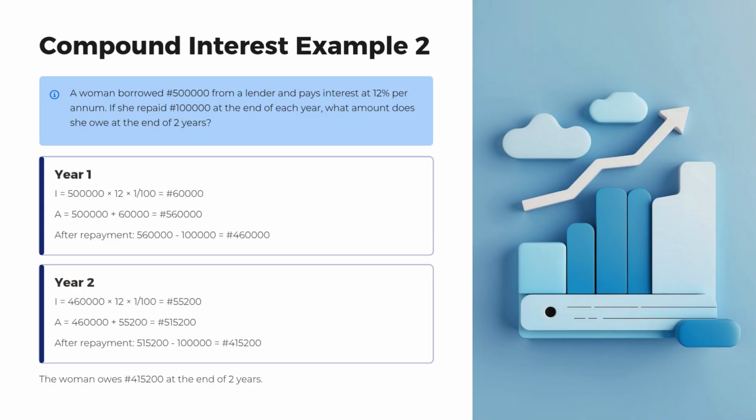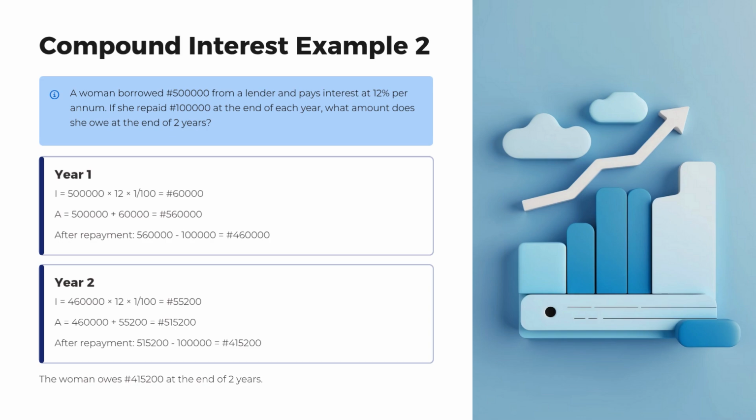Step 2. Add the interest to the principal to find the total amount before repayment. Amount equals principal plus interest. Substitute the values. Amount equals 500,000 plus 60,000. Amount equals 560,000 naira. Step 3. Subtract the repayment made at the end of the year. New principal equals amount minus repayment. New principal equals 560,000 minus 100,000. New principal equals 460,000 naira.